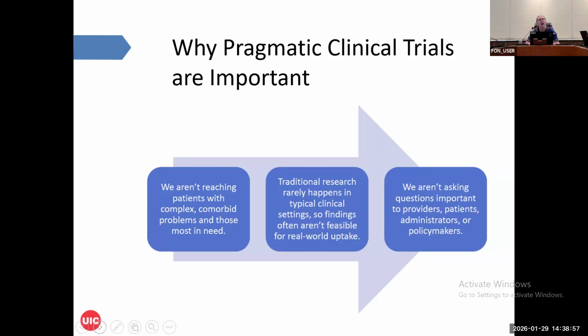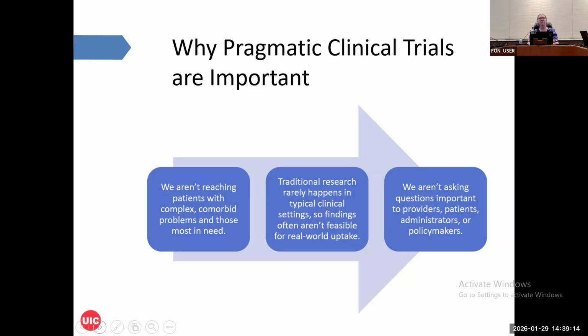My argument for nursing research is that we are very interested in the best evidence-based practice.